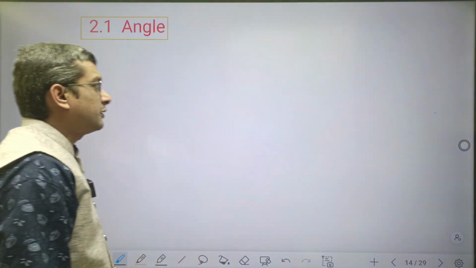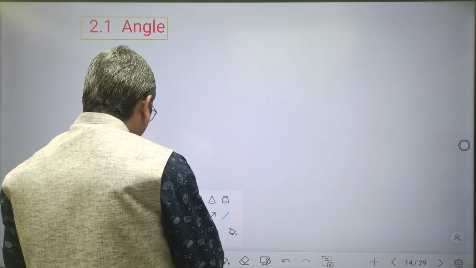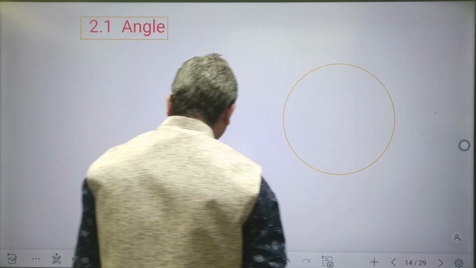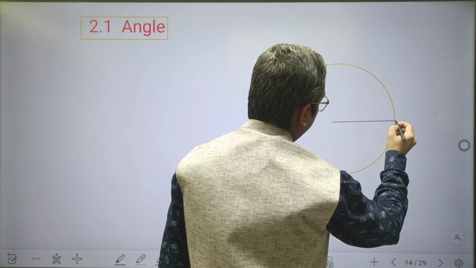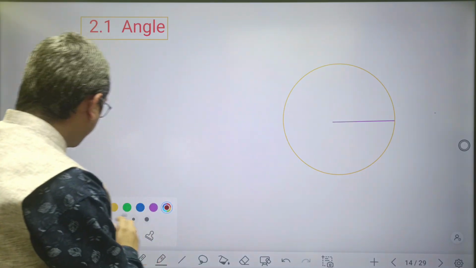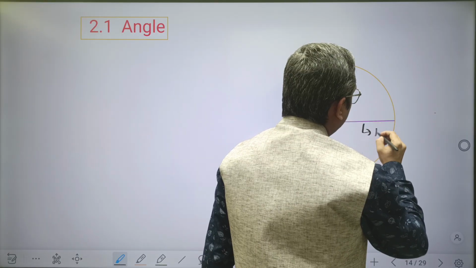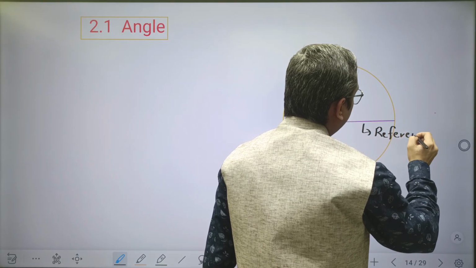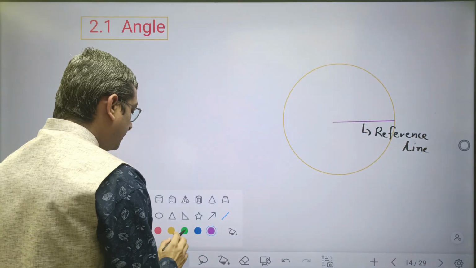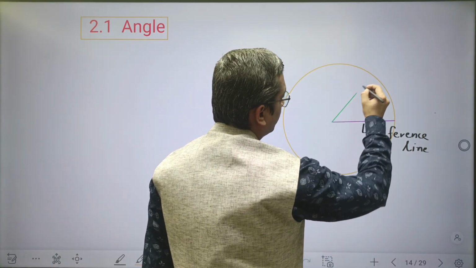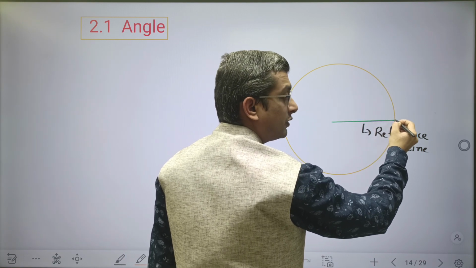Before proceeding further, let us first define what is angle. Suppose for defining angle, I construct a circle and here this purple line is the reference line. What is the need of reference line? Whatever angle we measure is measured with respect to this reference line. Suppose I draw another line with this green color. If this green line coincides with the reference line, then the angle made is 0.